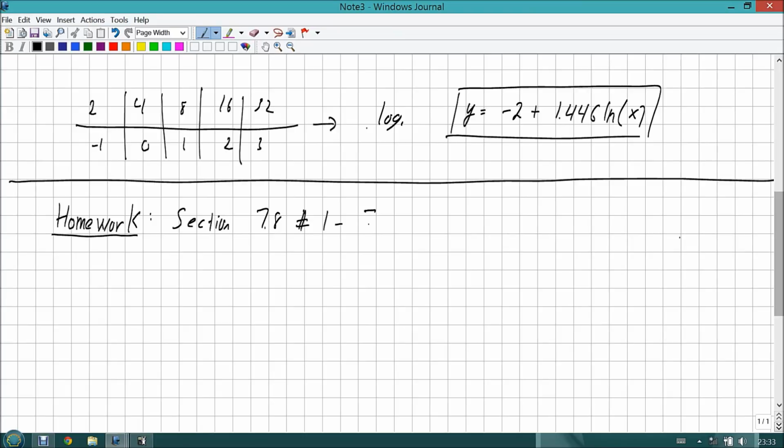Let's go 1 through 7 odd, and then 11, 12, yes I know it's an even, 13 and 14, 17, 19, and 21. I know this is a little different from the last one that I gave you, but that's good because it gives you repeats, but also gives you new ones.